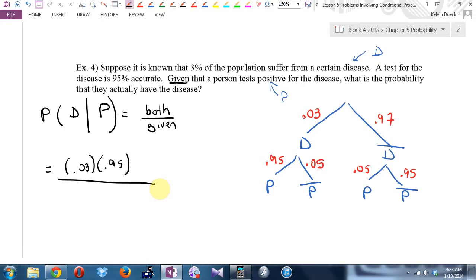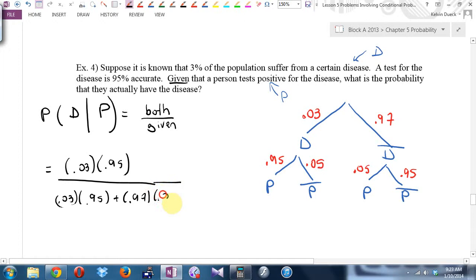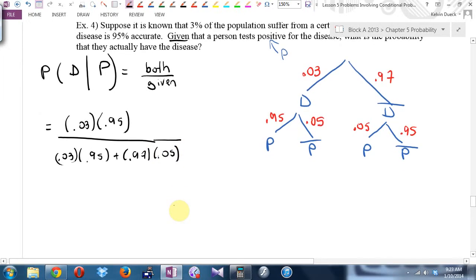So it's going to be 0.03 times 0.95, or 0.97 times 0.05. Is there more than one number on the top? Brackets. Is there more than one number on the bottom? Brackets. Try typing this in. You will not find that you have a 95% chance of having cancer, even though this test is 95% accurate and you've tested positive. You'll find it's far lower. Far lower.